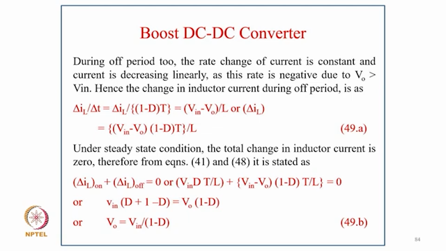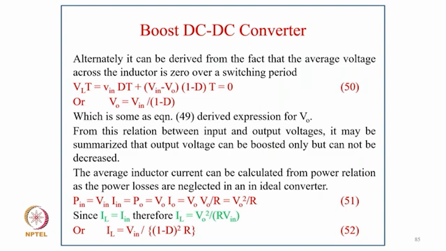Therefore, delta IL on plus delta IL off equal to 0, or Vin DT upon L plus (Vin minus VO)(1 minus D)T upon L equal to 0, from which we get VO equal to Vin upon (1 minus D) as the transfer function for ideal condition.